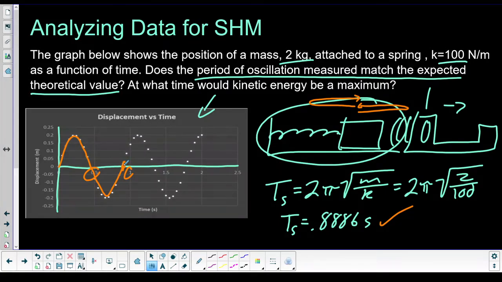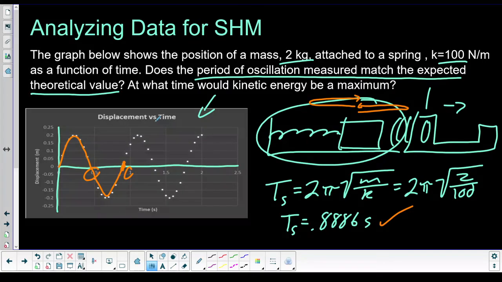We don't have an exact number. They might want to give us a data table or something. That would be nicer. But it's pretty close, right? If we kind of draw a line through this graph right there, that's about 0.8, 0.9. Pretty close. So sounds good to me.